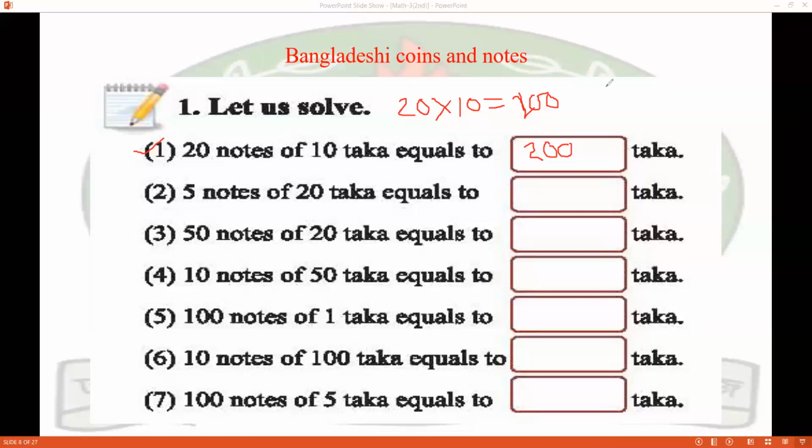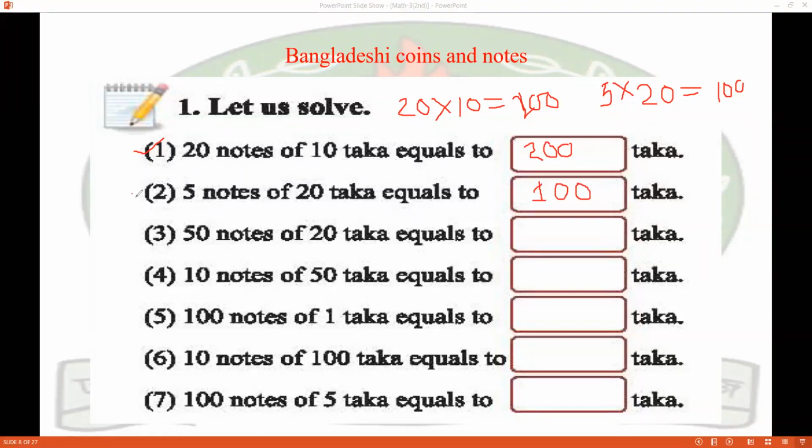Number 2, 5 notes of 20 taka is equal to what? You have to find it: 5 notes of 20 taka. 5 into 20 is equivalent to 100. So we have to write 5 notes of 20 taka is equal to 100 taka.